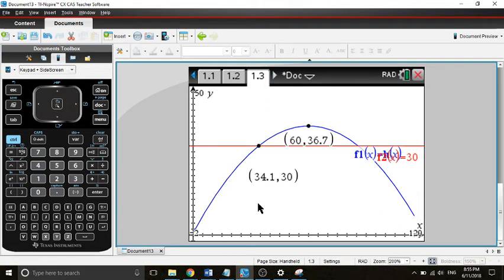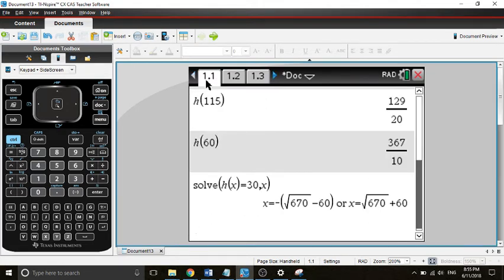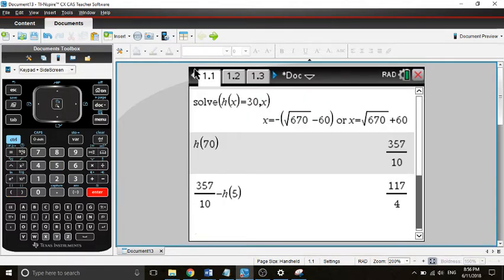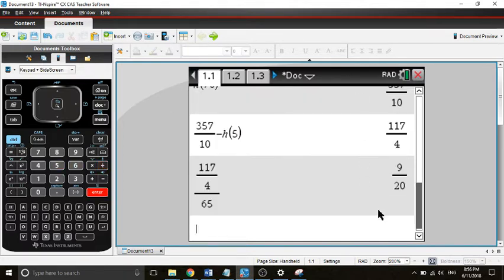Okay, so for that, what we'll do is we'll say h of 70 minus h of 5, all of that divided by 65. We end up with 9 over 20. Now let's just check that again.